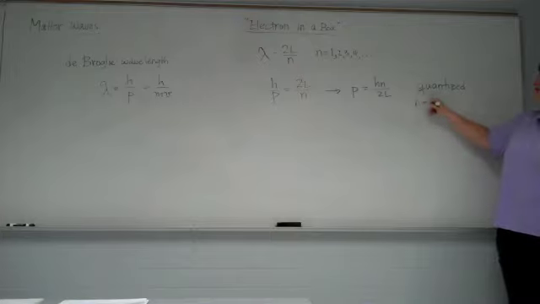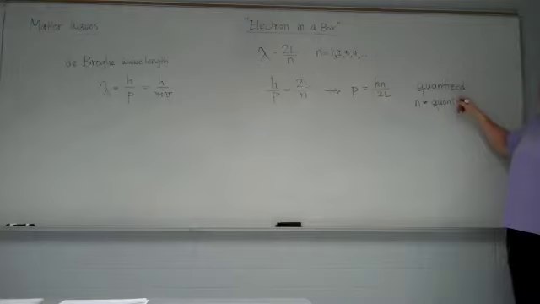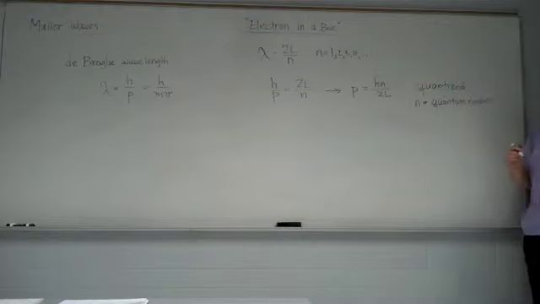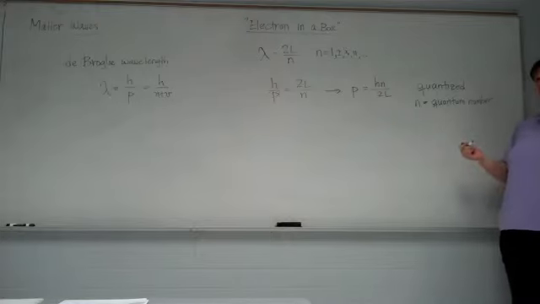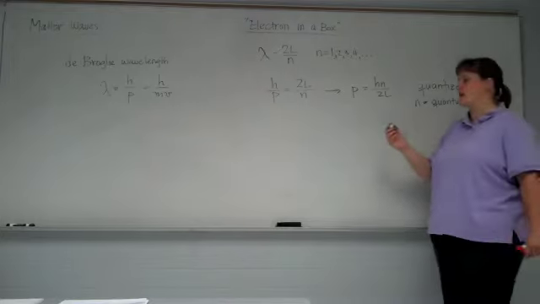N is called the quantum number. It's still just the integer. It's the 1, 2, 3, 4, 5, and so forth. But they call it the quantum number. So there are only very specific values of momentum that your electron can have, which means there are only specific amounts of energy that it can have as well.